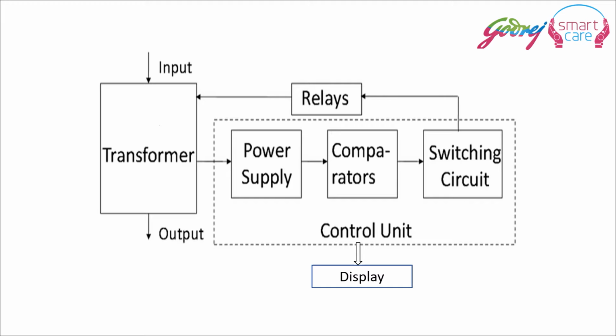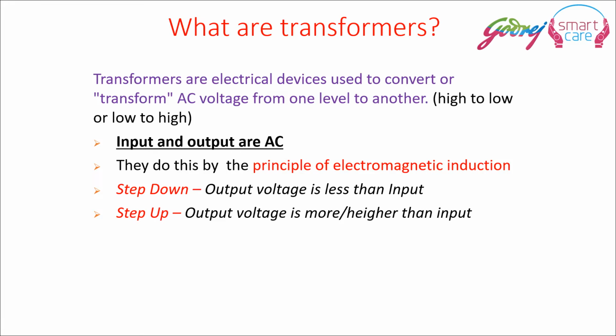Basically, a stabilizer stabilizes the voltage with the help of a transformer, power supply circuits, comparators, and a switching circuit. And then we have a display which shows the input voltage, output voltage, and if any error is coming in the stabilizing circuit, then that error is shown, whether it is high voltage or low voltage or any other error that can come in the power circuit.